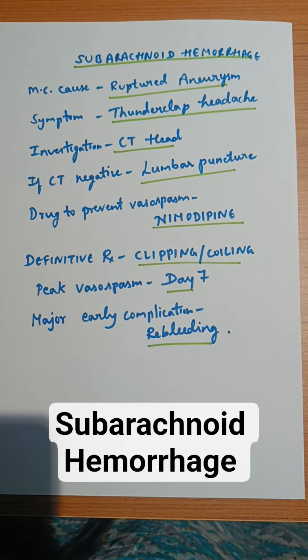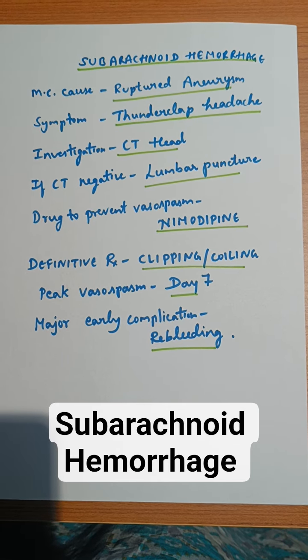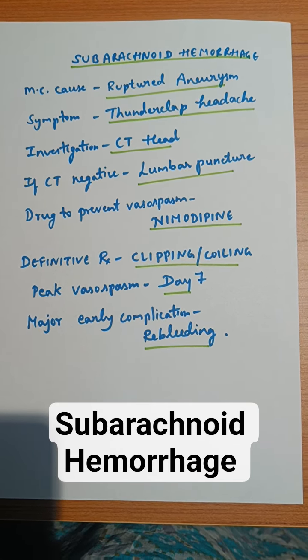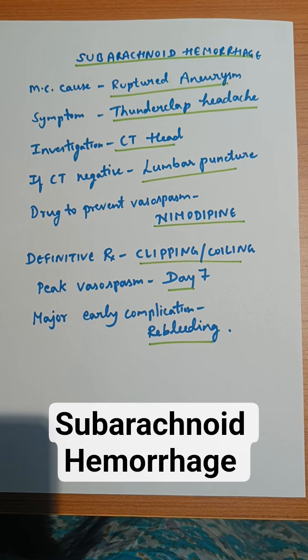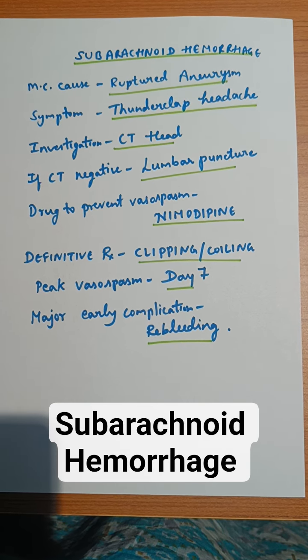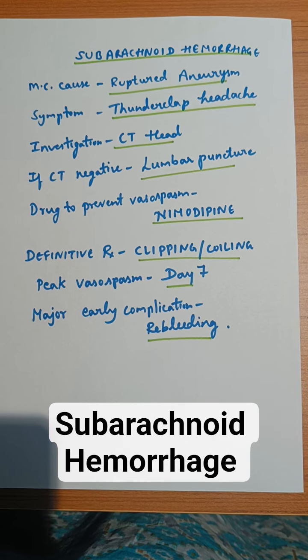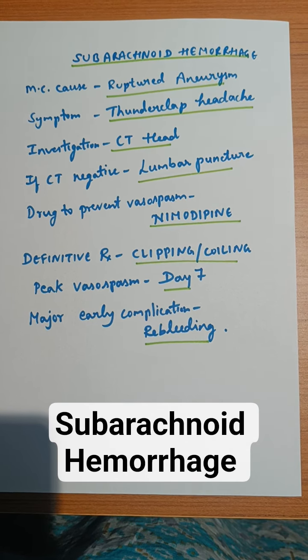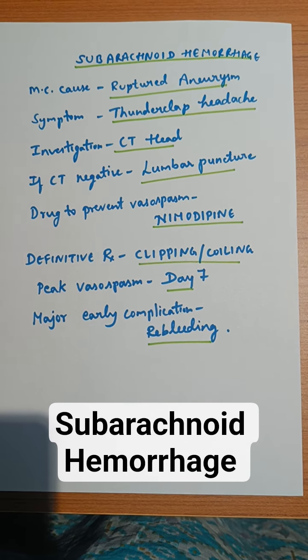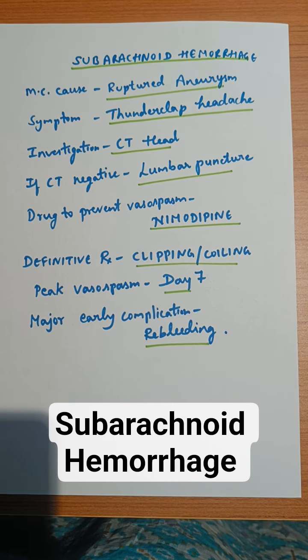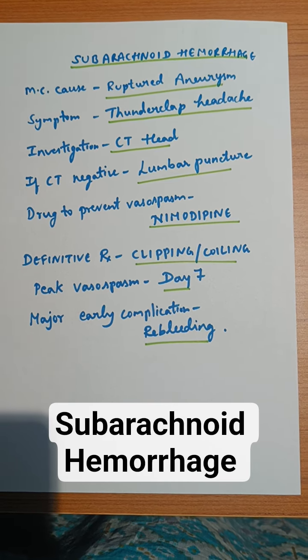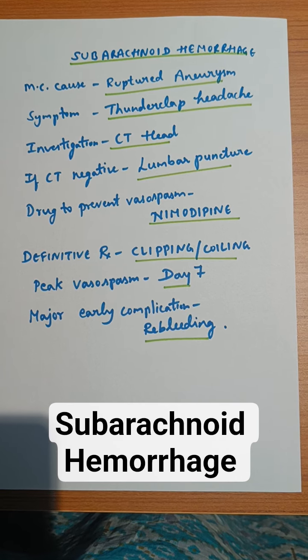So the major complications which can happen are rebleeding, or sometimes cerebral vasospasm can happen. Typically the vasospasm happens around day 7, and the drug of choice to prevent this vasospasm is nimodipine, usually given for 21 days, and this nimodipine will reduce the delayed cerebral ischemia, and sometimes it can improve the neurological outcome also in these patients.